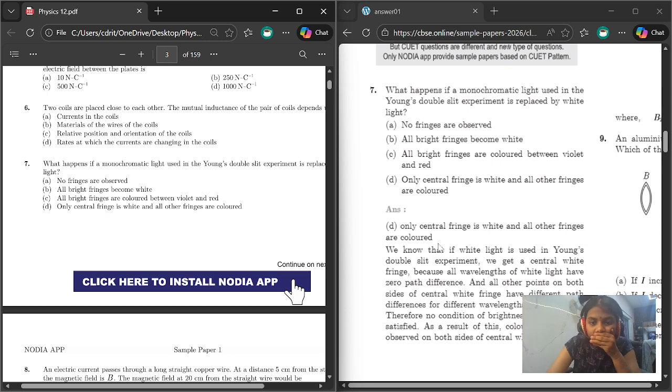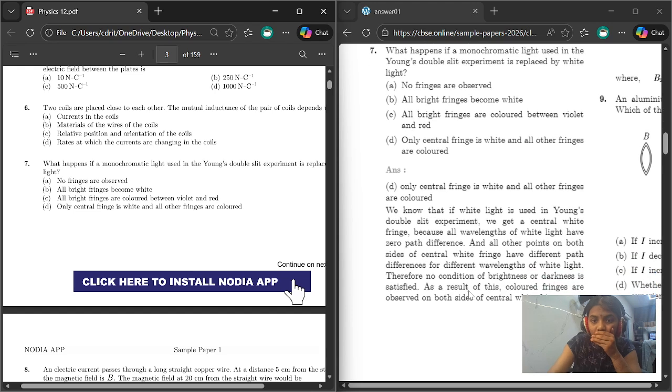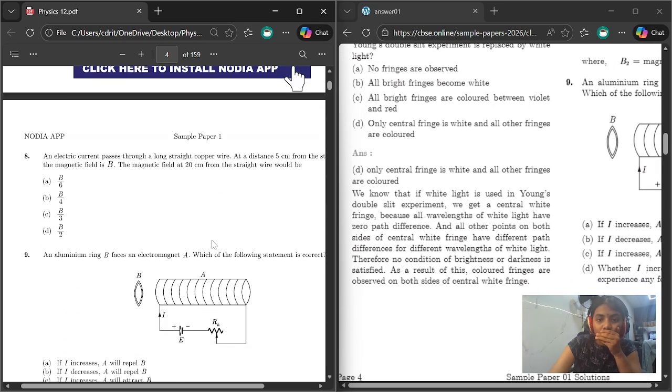We know that if white light is used in Young's double slit experiment, we get a central white fringe because all the wavelengths of white light have zero path difference there, and other points on both sides of the central white fringe have different path differences for different wavelengths of white light. Therefore, no condition of brightness or darkness is satisfied. As a result, colored fringes are observed on both sides of the central white fringe. Now next, moving to the eighth question.